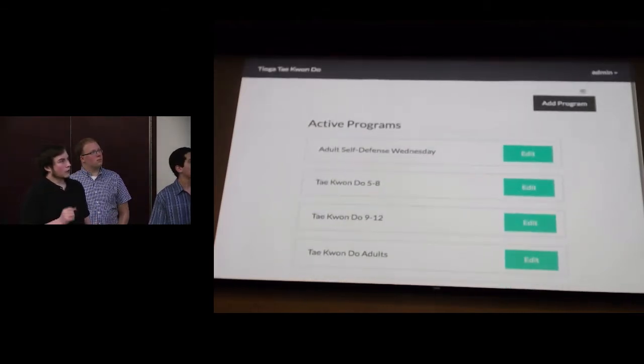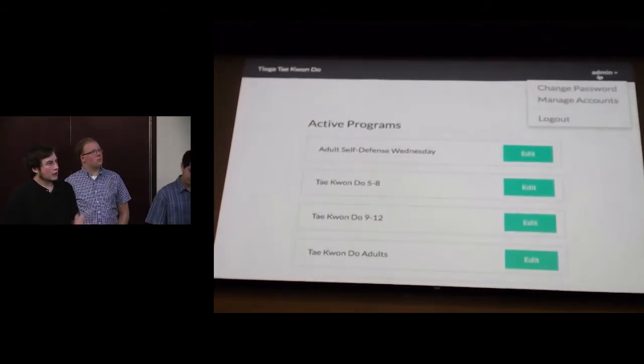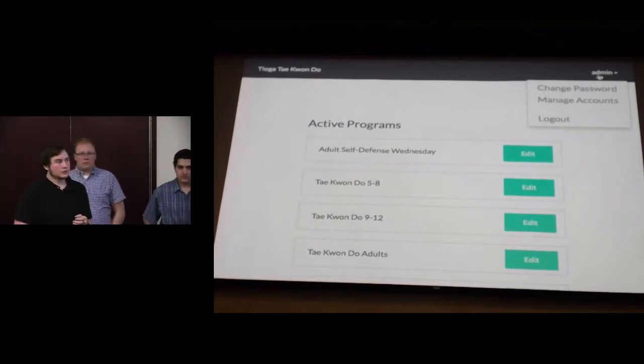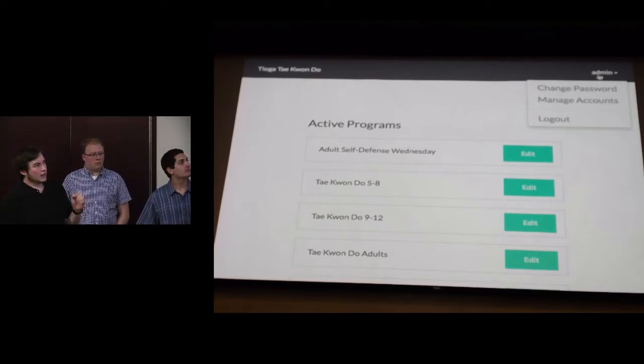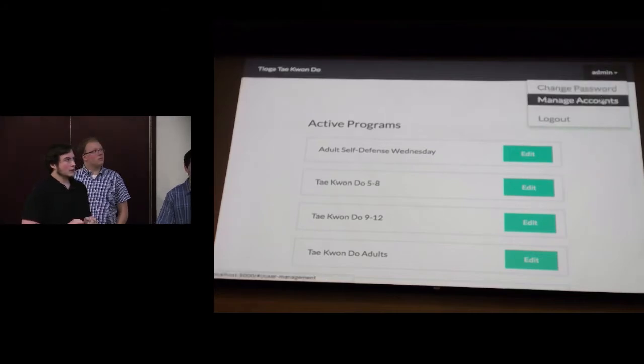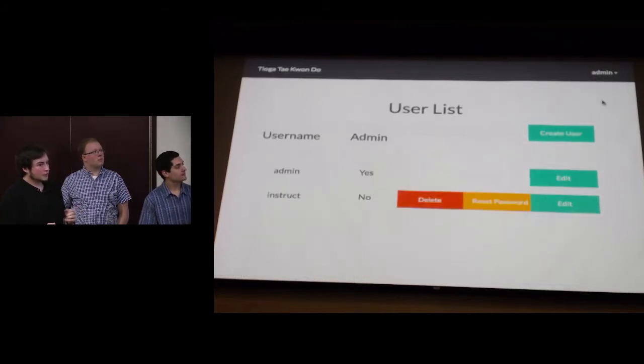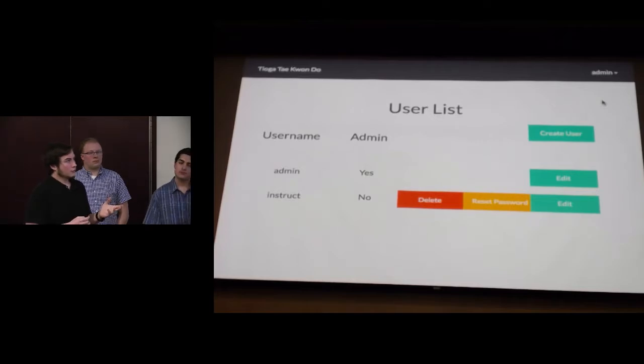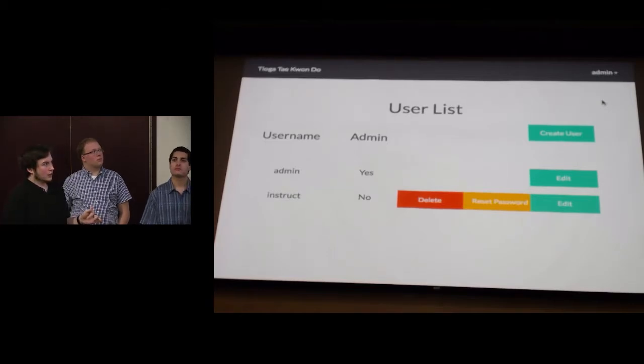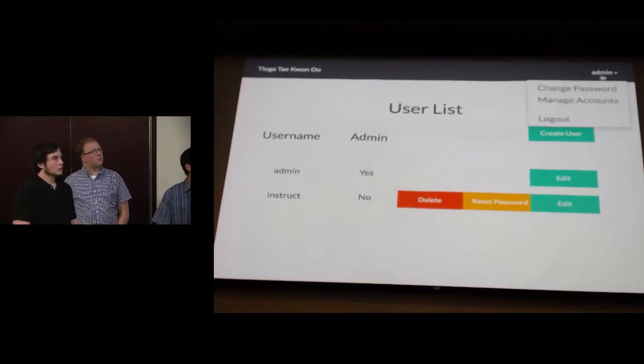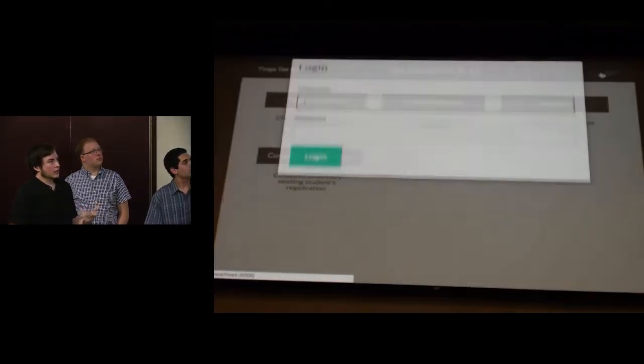Finally, if you click on the username in the top right, a drop-down displays for all users. And every user has the change password and manage and logout options, though admins have the manage account option. And when we click on that, you can see our ability for an admin to modify any user in the system, creating, deleting, resetting their password, or changing their privilege level or username. And then we can log out. And it automatically takes you back to the home screen.